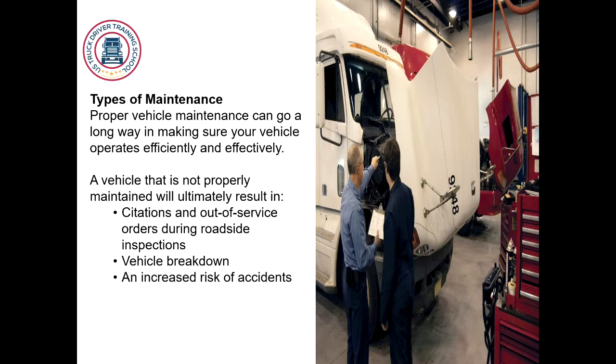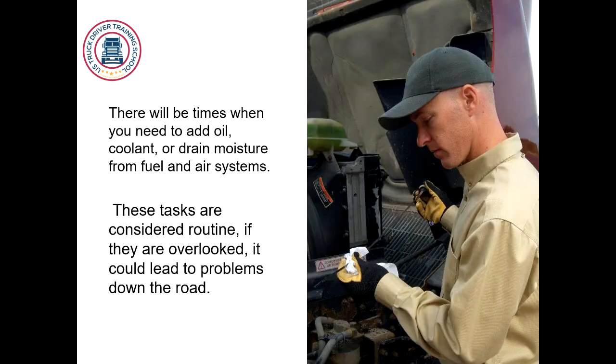Proper vehicle maintenance can go a long way in making sure your vehicle operates efficiently and effectively. A vehicle that is not properly maintained will ultimately result in citations and out-of-service orders during roadside inspections, vehicle breakdowns, and increased risk of accidents. There will be times when you need to add oil or coolant or drain moisture from fuel and air systems. Though these tasks are considered routine, if they are overlooked, it could lead to problems down the road.